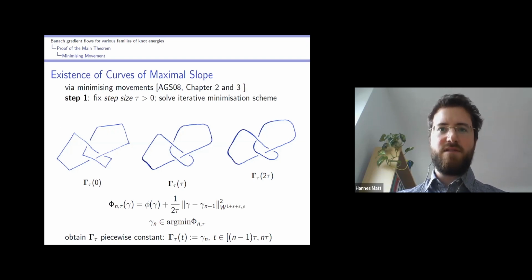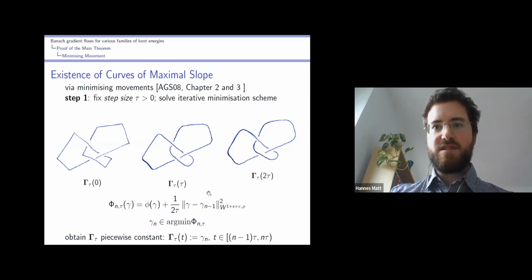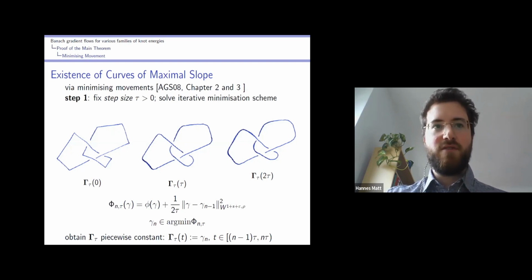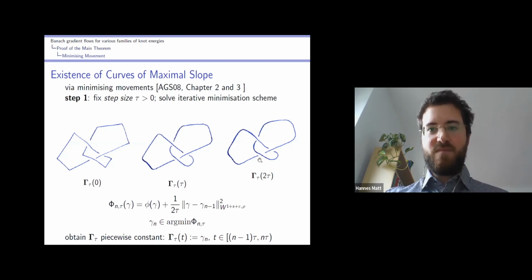So how do we get a curve of maximal slope using minimizing movements? In the first step, we fix a step size tau, strictly larger than 0, and solve an iterative minimization scheme. So given the curve gamma n-1, we look for the curve gamma that minimizes this functional here, which is again a kind of generalization of the implicit Euler functional for the gradient flow equation for metric spaces. And we do this: if we have gamma n minus 1, we minimize this, find a minimizer, and then do it again. So we start maybe at this quite edgy trefoil knot. In the first step, the edges are a little bit smoothed out, and then it gets even a little bit rounder. So this is the idea.